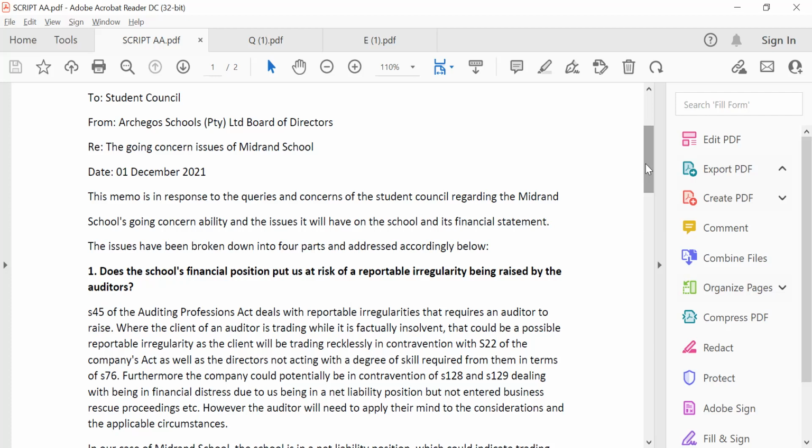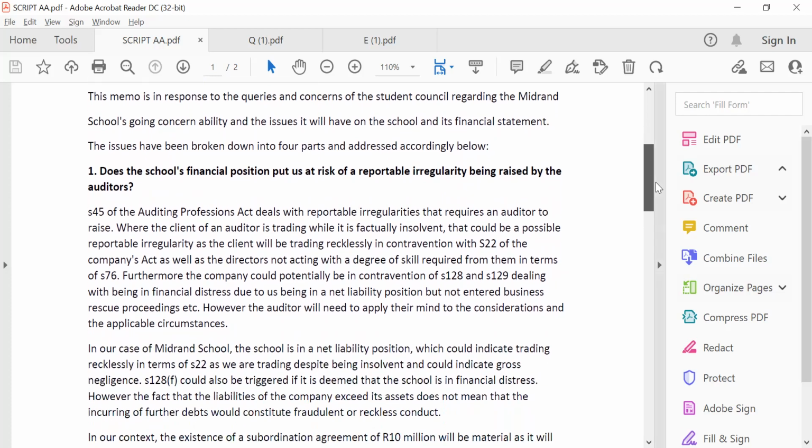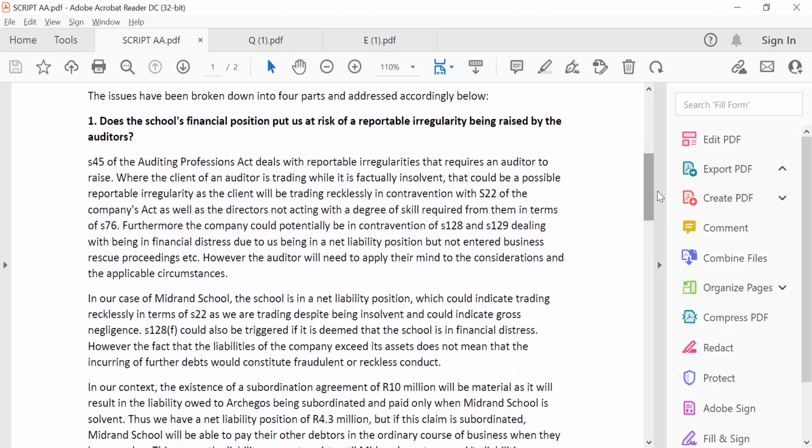Okay. Now, with those expectations in mind, let's look at the discussions and whether or not they would meet expectation. The discussion under question 1 for this particular candidate is where the candidate refers to section 45 of the APA, which deals with a reportable irregularity. It says there, where a client of an auditor is trading while factually insolvent, which is the case for the Midrand school, that could be a possible RI, as the client would be trading recklessly, which is in contravention of section 22.